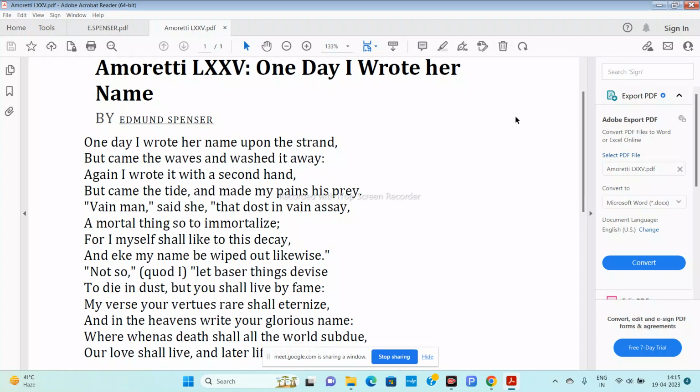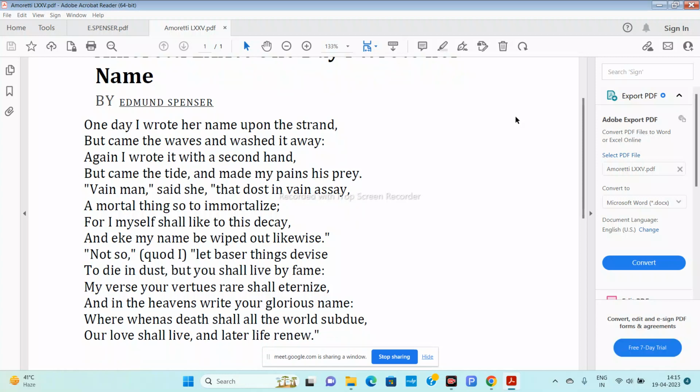So let us read this poem. It is a short poem, and not much explaining to do here. Just some comments I'd make at the end of the poem after I finish. One day I wrote her name upon the strand, but came the waves and washed it away.